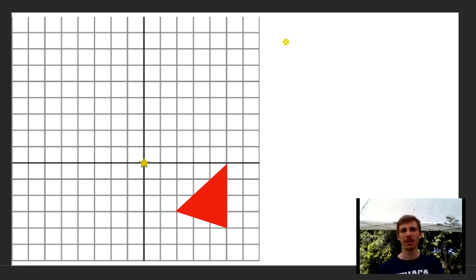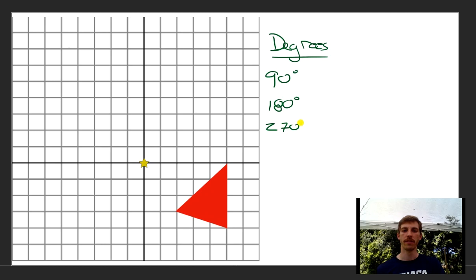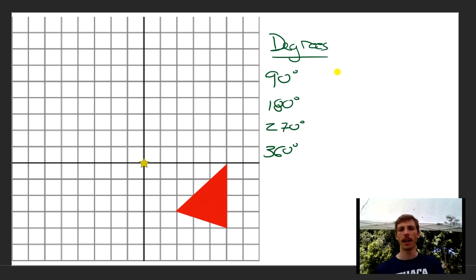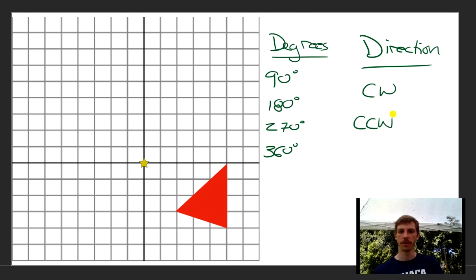The first thing that we need to include is the number of degrees. Today we're going to be looking at 90 degrees, 180 degrees, and 270 degrees. You'll notice we're not including 360 degrees. That's because your shape would end up in the exact same place. The other thing we need to include is the direction. We're going to talk about two different directions, clockwise and counterclockwise. So you know the minute hands on a clock turn this way, counterclockwise would be the opposite direction.